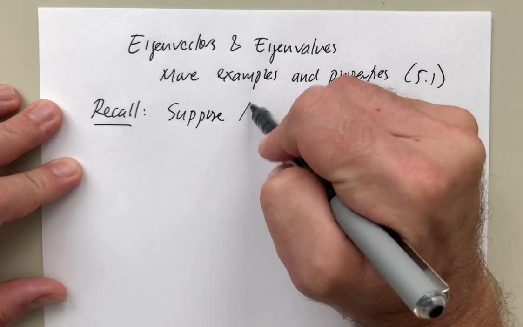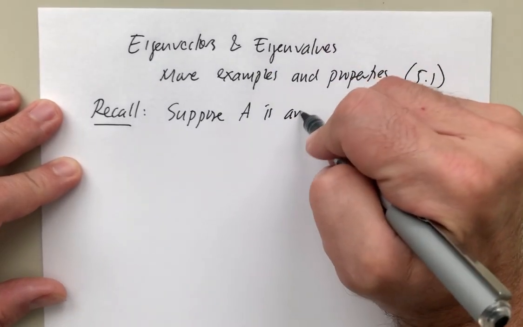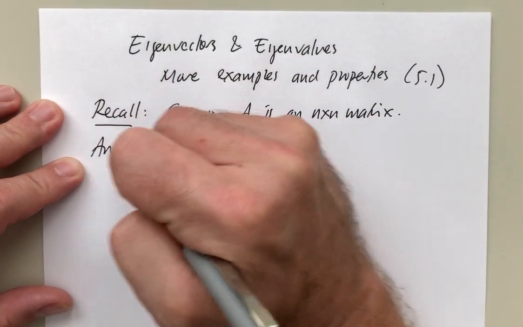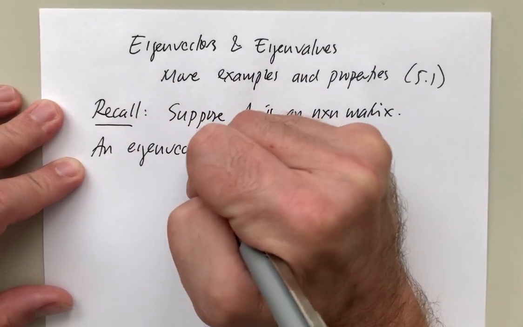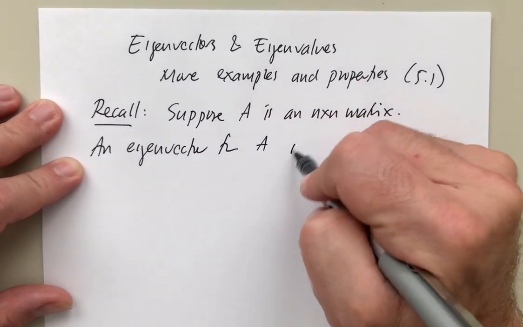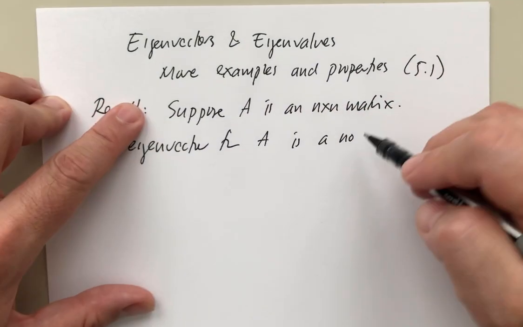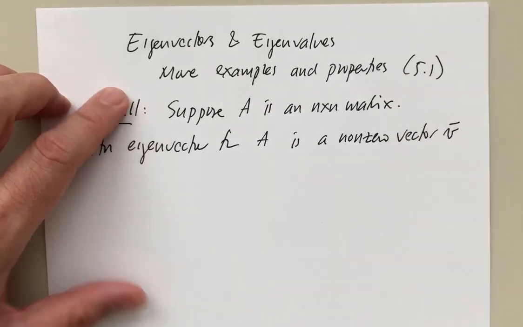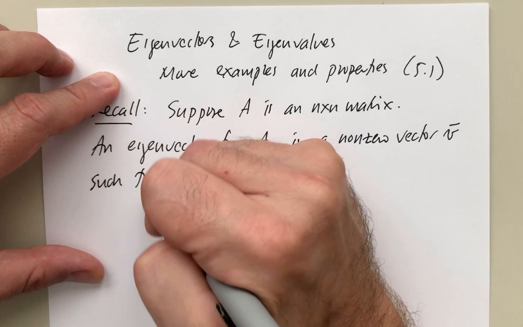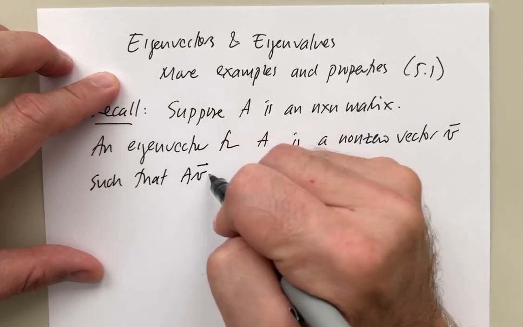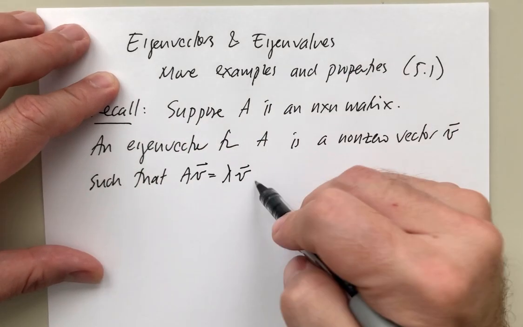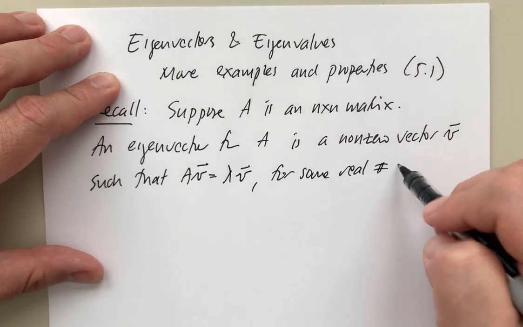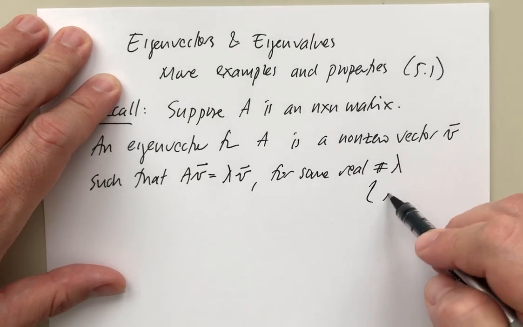Remember our setting here is that A is an n by n matrix, so everything is going to be about square matrices. Then an eigenvector for A is a non-zero vector, let's call it V, such that when I multiply this vector by A, I get back a multiple of what I started with. So this should be for some real number lambda. This has a name. This is what we call the eigenvalue.